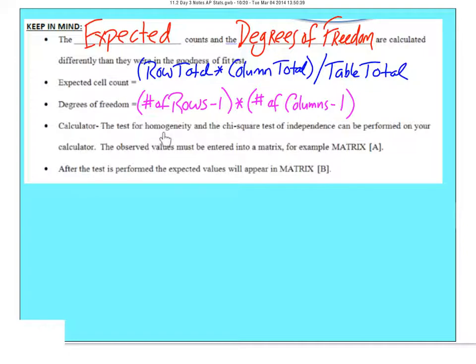For the calculator, the test for homogeneity and the chi-square test of independence can be performed on your calculator. The observed counts must be entered into the matrix for matrix A. Remember, after you run the test, the expected counts will actually appear in matrix B. So you could piggyback off of what goes into matrix B if you don't want to compute the expected counts by hand for every single cell.